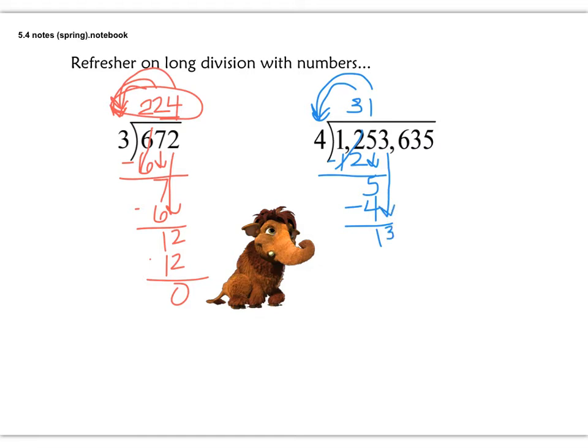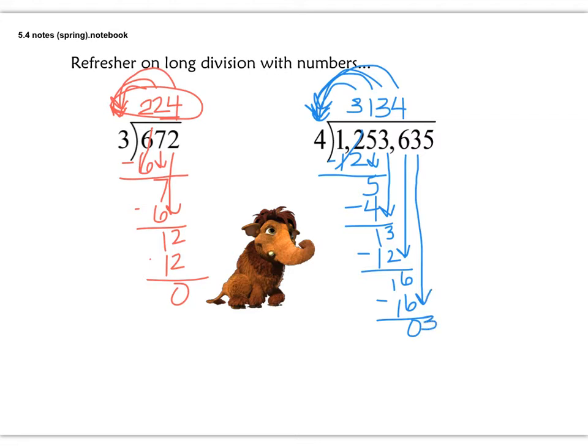How many times does 4 go into 13? Well, it goes in 3 times. And then you multiply. 3 times 4 is 12. And subtract. And 13 minus 12 is 1. Bring down the next number. We start over. How many times does 4 go into 16? Well, that's 4. And then you multiply. 4 times 4 is 16. And subtract. That gives me 0. Drop down the next number.